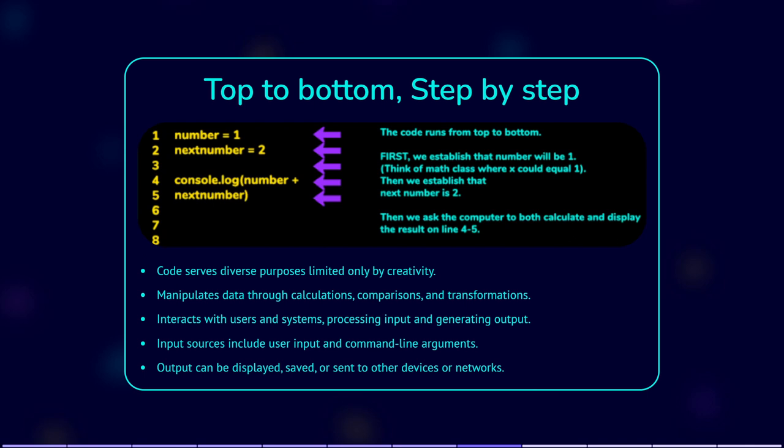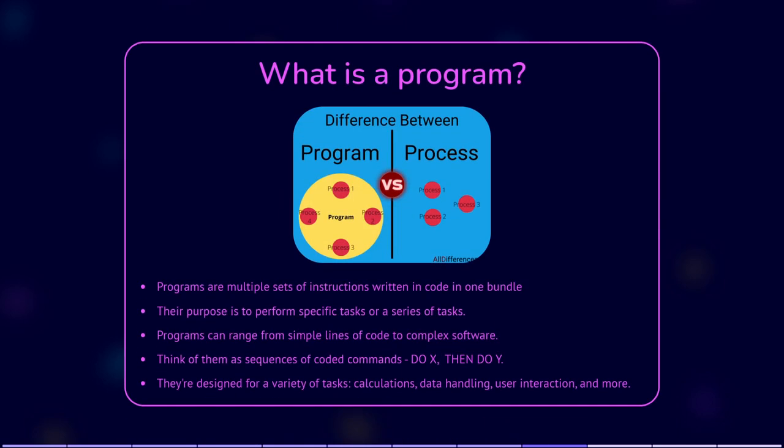What is a program? A program is a collection of instructions that are written in code and whose job is to carry out a specific task or set of tasks. It is a sequence of coded commands that are designed to be executed by a computer or other computing devices. A program can be as simple as a few lines of code or as complex as a large software application. It can perform a wide range of tasks, such as mathematical calculations, data processing, file manipulation, user interaction, and more.